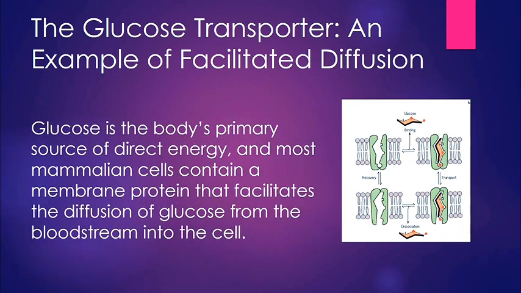So, glucose is the body's primary source of direct energy, and most mammalian cells contain a membrane protein that facilitates the diffusion of glucose from the bloodstream into the cell, as seen in this illustration. So, a gradient favoring the continued diffusion of glucose into the cell is maintained by phosphorylating the sugar after it enters the cytoplasm, thus lowering the intracellular glucose concentration. So, humans have at least five related proteins that act as facilitative glucose transporters.